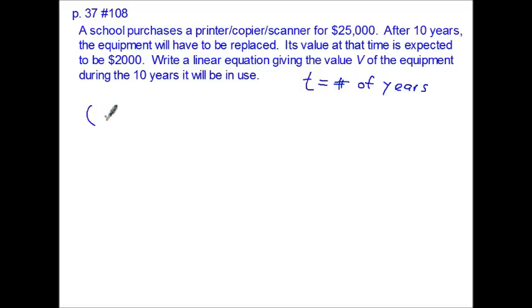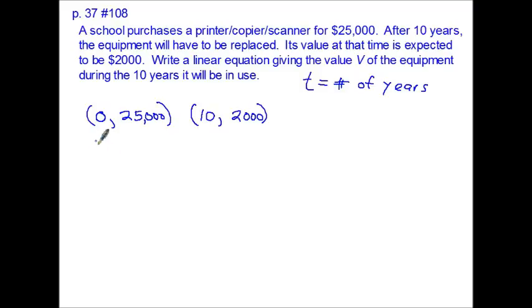But basically, for 25,000 bucks, that's when we just bought the thing. So basically, time is 0. Just things just out of the box. We're going to have something worth 25,000 bucks. And be careful as you're writing ordered pairs with large numbers with commas in them, so you don't get yourself confused about how things look. Okay, and then 10 years down the line, we know this thing's going to be worth only about 2,000 bucks. So again, there's our 2 points.